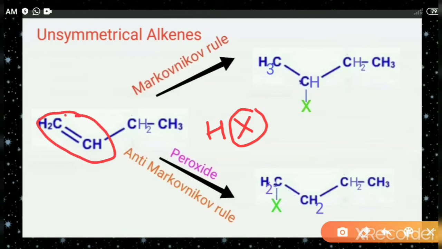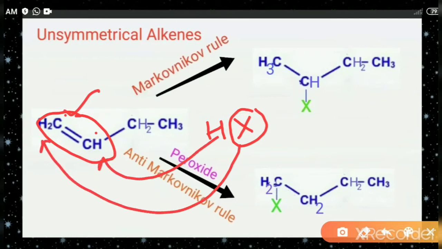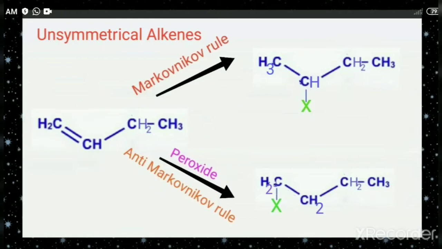So when you compare these two carbon atoms, which has greater number of hydrogens? This carbon. So X gets added on this carbon and the H will get added on this carbon. So we get this product. So in both the cases you are getting different products. That means whenever there is an unsymmetrical alkene, you need to follow the rule and then make the product.